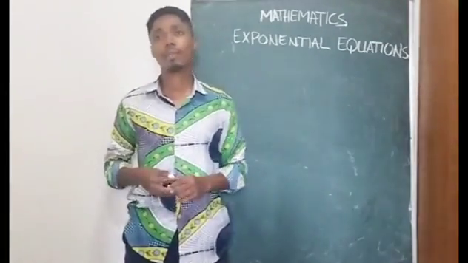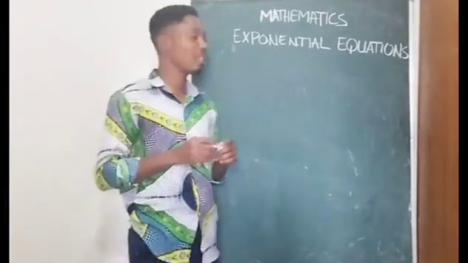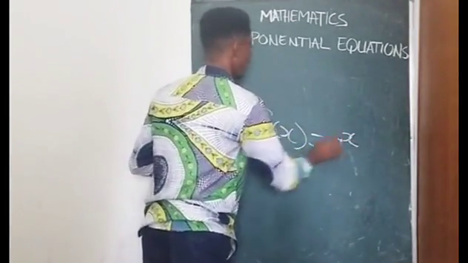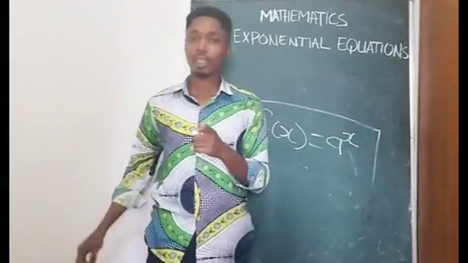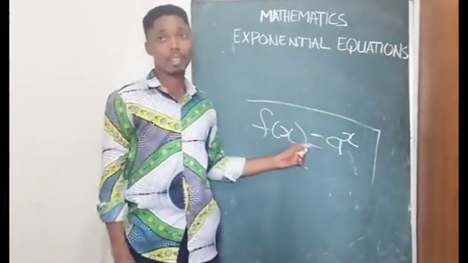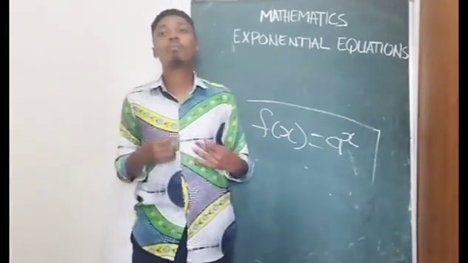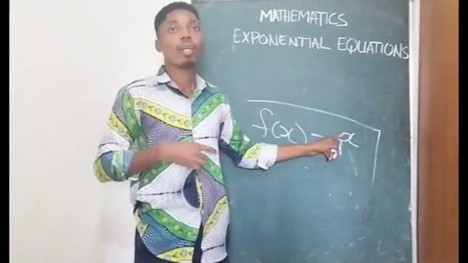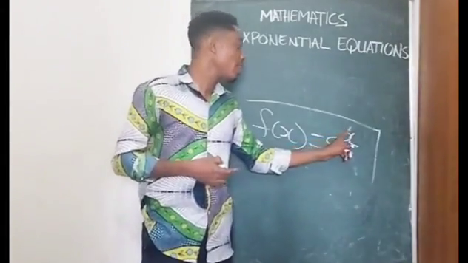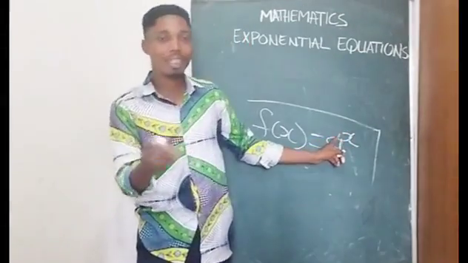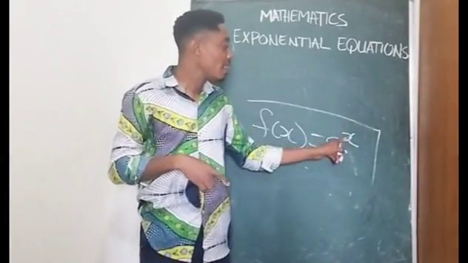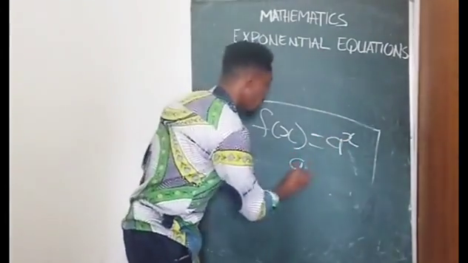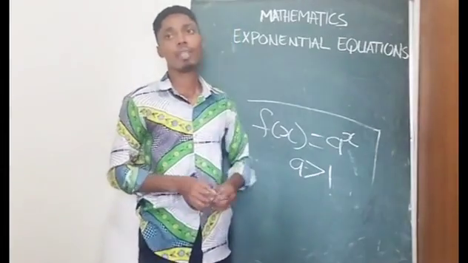An exponential function is defined by the formula f of x equals a raised to power x. What that means is that the input variable x occurs as an exponent. A function in which the exponent, and when I talk about the exponent, I mean the power or the index, is a variable gives you an exponential function. And the value of a is greater than 1.